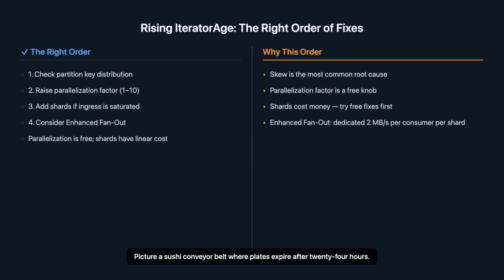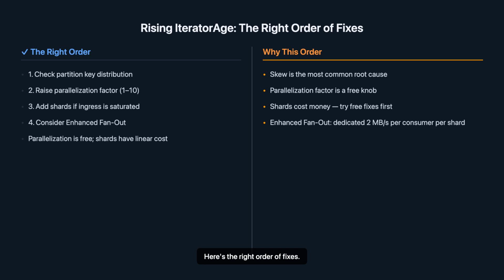Picture a sushi conveyor belt where plates expire after 24 hours. IteratorAge is how old the plate in front of the customer right now is. If it's climbing toward 24 hours, the customer can't eat fast enough.